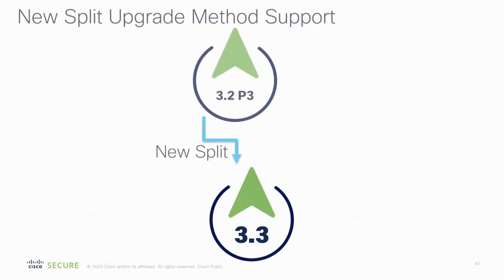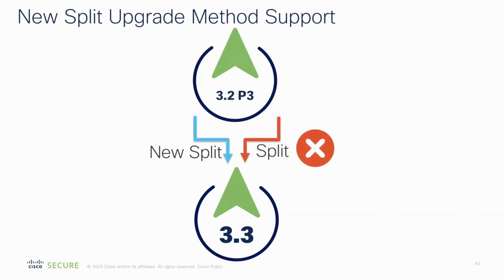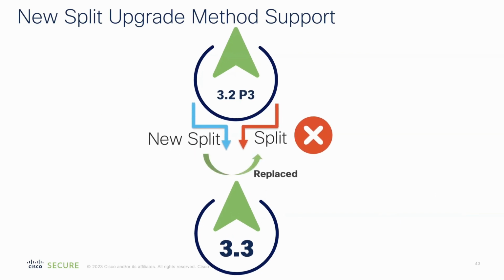The new split upgrade method is being introduced from 3.2P3 onwards. So 3.2P3 onwards, the new split upgrade method is supported. The old split upgrade method is going to be replaced with the new one. So remember this one. If you are in 3.2, 3.2P1, 3.2P2, you're still going to have the old split upgrade method. Starting from P3 onwards, you're going to have the new split upgrade method, which replaces the old one.